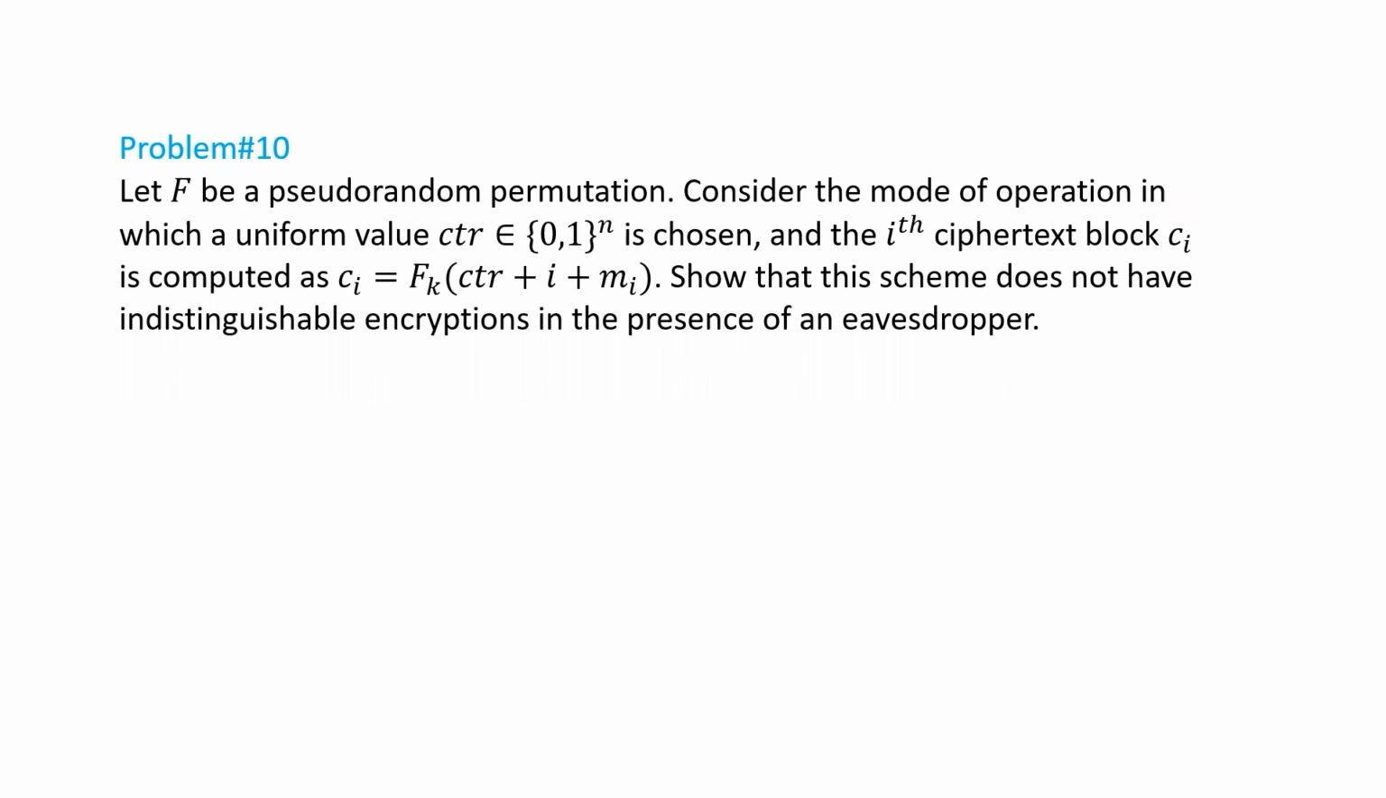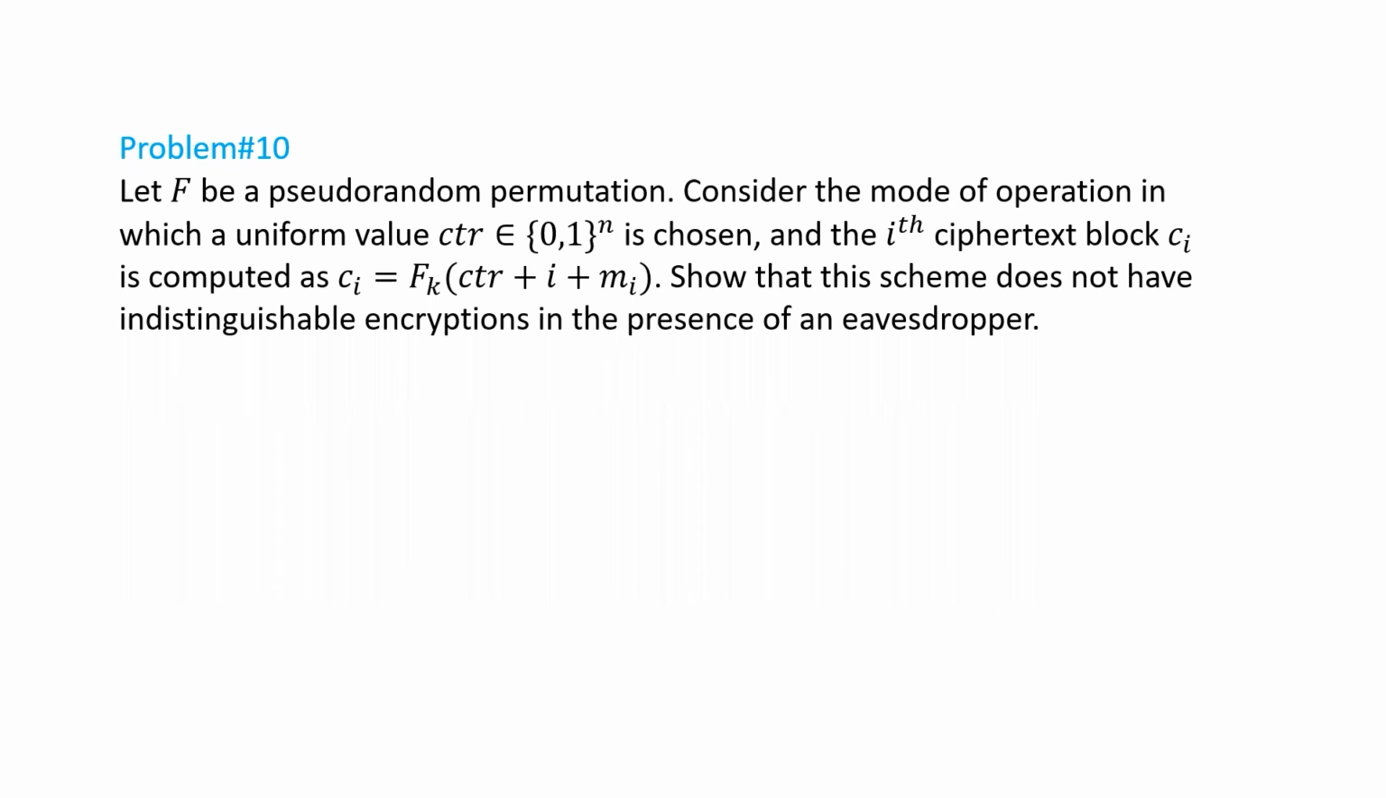Proceeding to the next question, let f be a pseudo-random permutation. Consider the mode of operation in which a uniform value CTR, which is an n-bit random string, is chosen, and the ith ciphertext block Ci is computed as Ci equals Fk(CTR + i) plus mi. We have to show that this scheme does not have indistinguishable encryption in the presence of an eavesdropper.